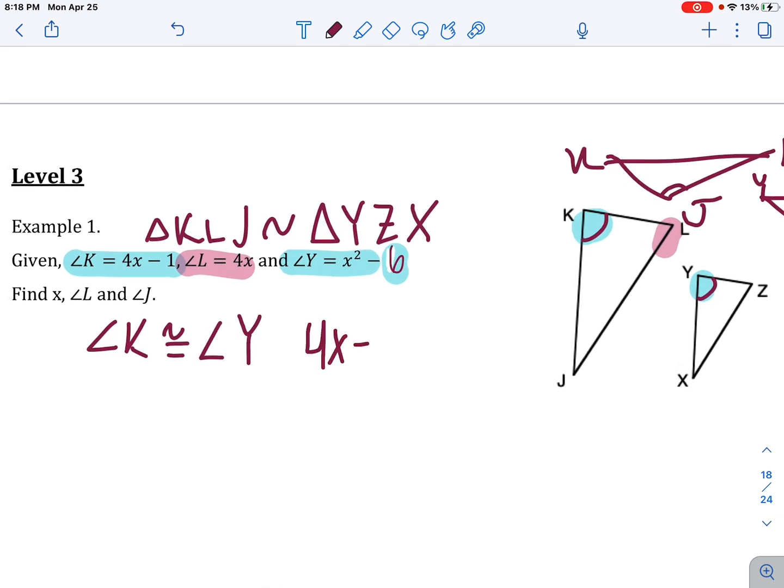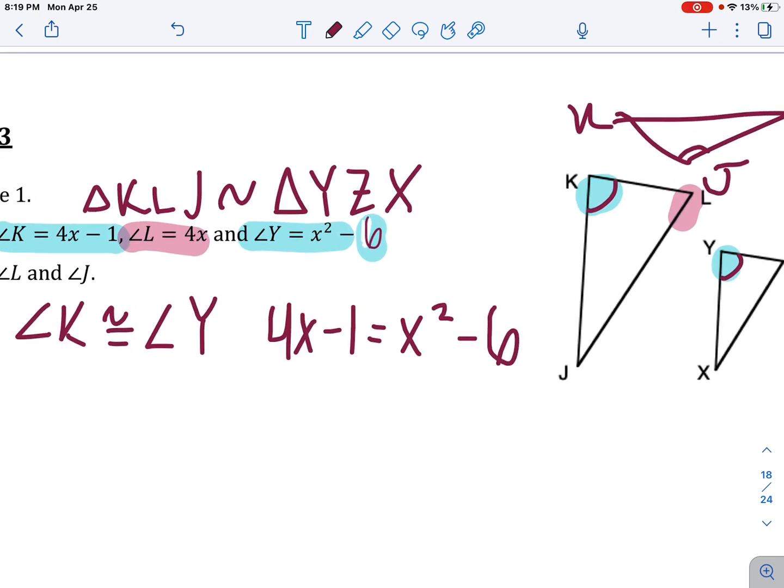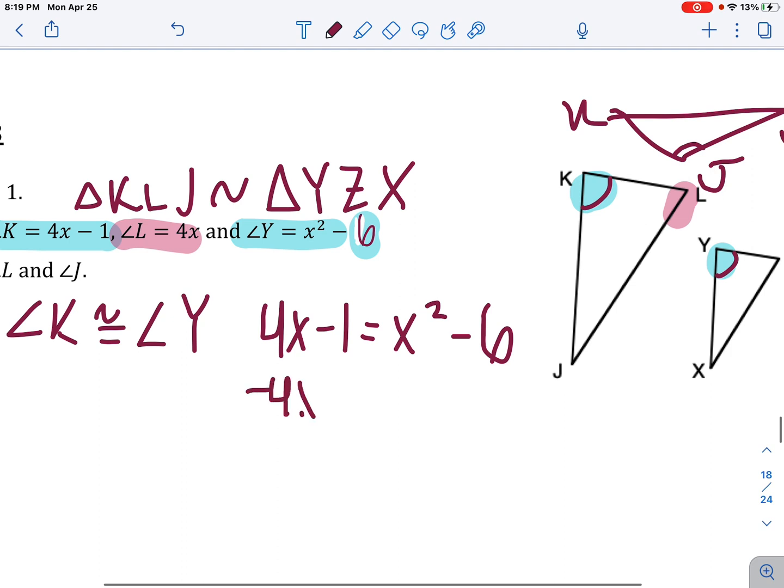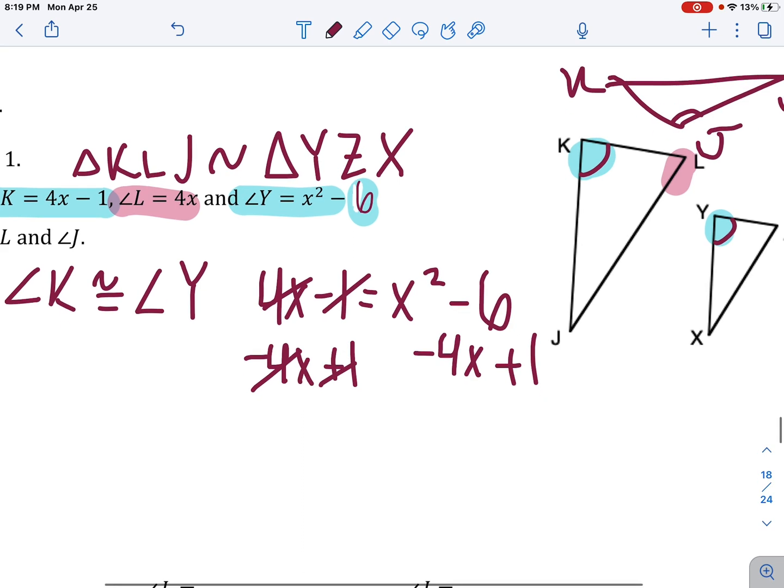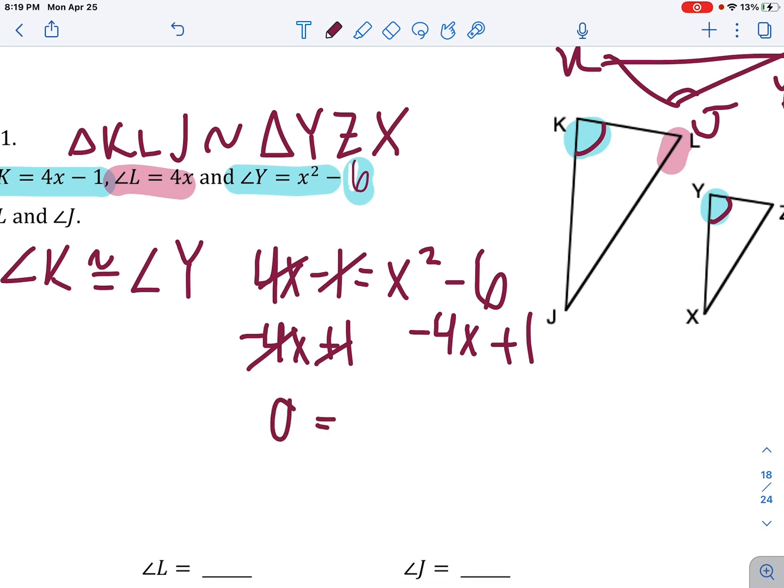So we have 4x minus 1 is equal to x squared minus 6. And then just like we did last unit with those congruent triangle problems, we want to solve this using the zero product property. But in order to do that, I need to get all of my terms on the same side. So I'm going to subtract those over to this side because I also need my x squared to be positive. So on my left-hand side, we'll just have 0. And then on my right-hand side, we'll have x squared minus 4x minus 5.